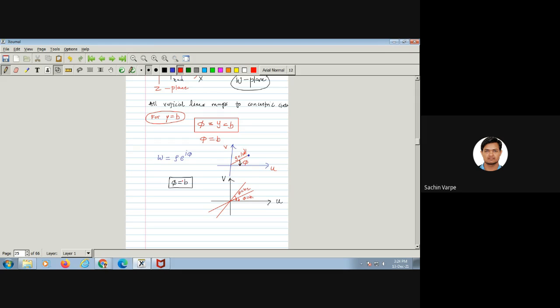So what is b? We have selected y equal to b, a line parallel to the x axis. It is getting mapped to what? All the straight lines passing through the origin. Can you imagine this? See here, phi equal to b corresponds to y equal to b. This is the z plane, this is the x axis, this is the y axis, and we are taking the line y equal to b.